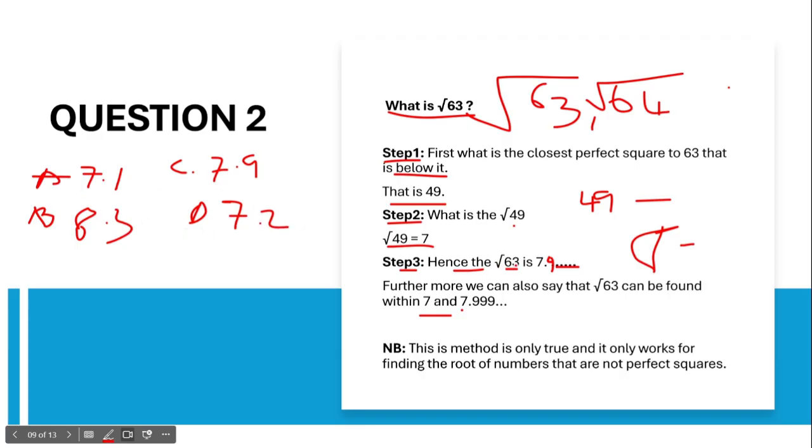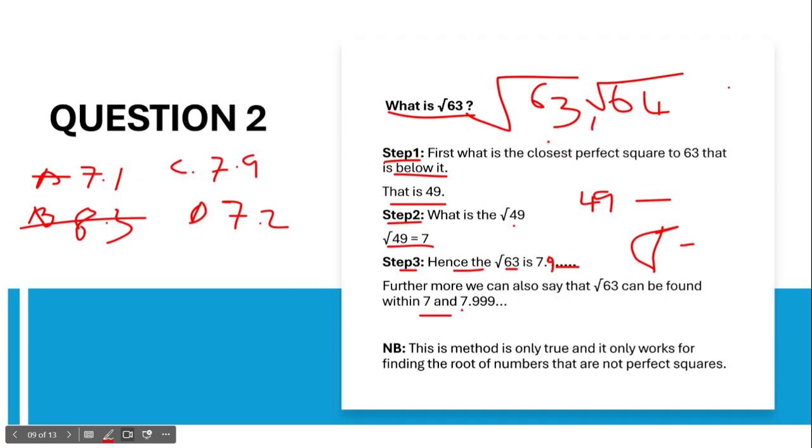We know from our first method that the square root of 63 is okay, the square root of 49 is 7, so it should be 7.7 something. But now we're having different versions of 7 here. We're having 7.1, we're having 7.9. So we already know from this method that the answer can never be 8.3, so I've cancelled option B out. Now how do we know which one is correct?